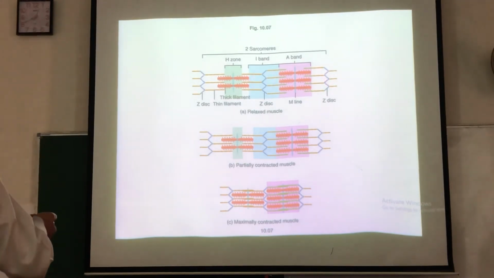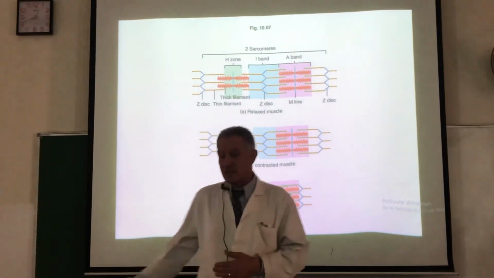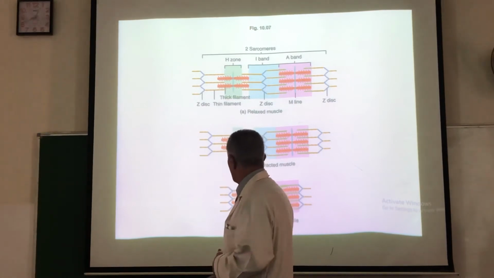For example, what happens to the I band? It also can be shorter. What happens to the H zone? Shorter. What happens to the A-band? Not yet. The A-band corresponds to the presence of thick filaments. We are not getting shortening of the thick filaments. So no change in the A-band, but we have changes in other structures of the sarcomere.